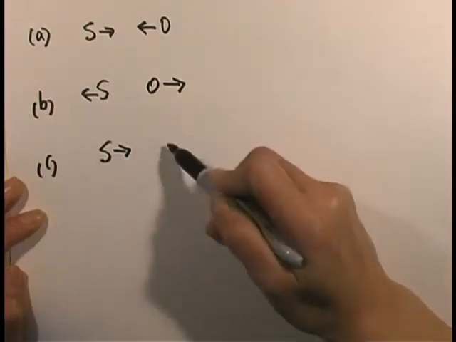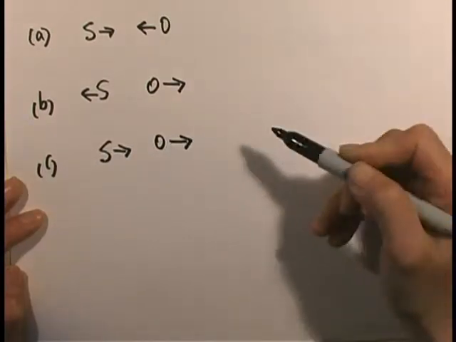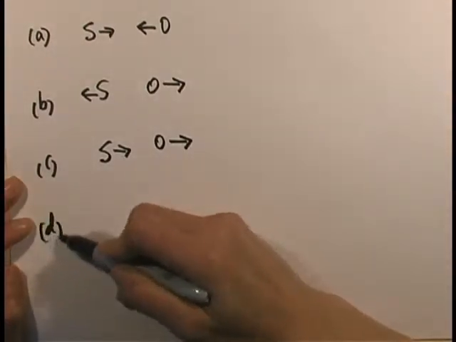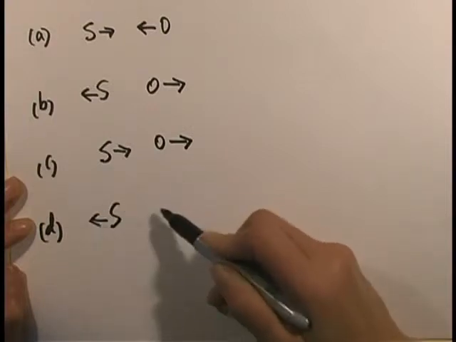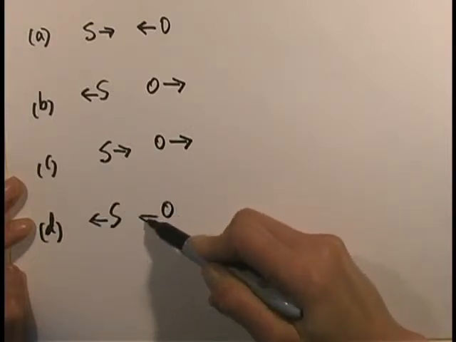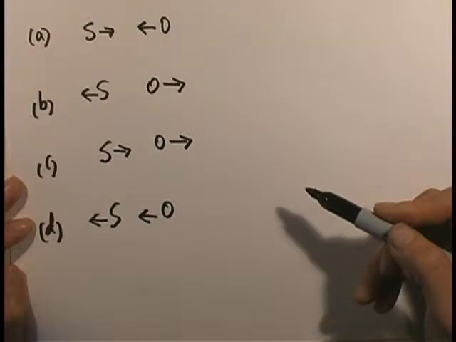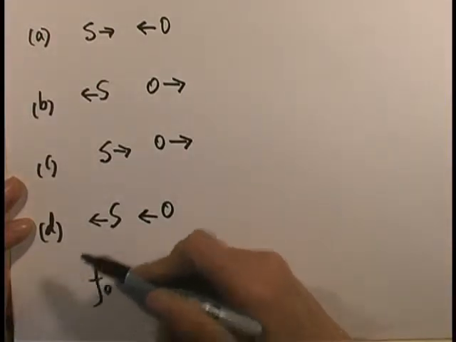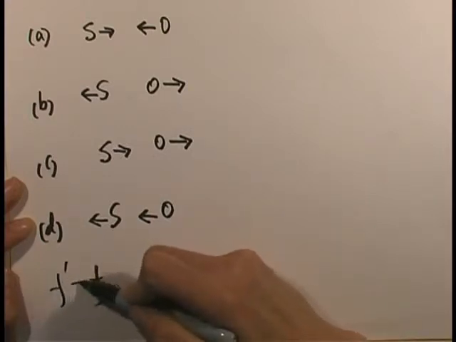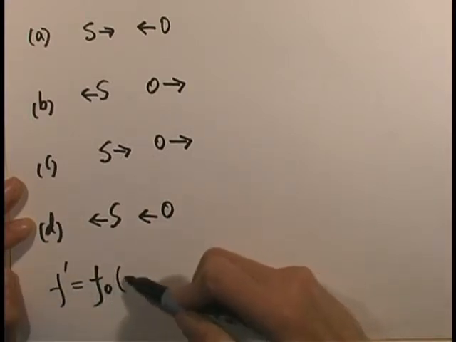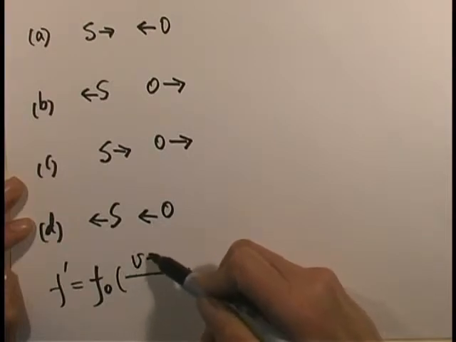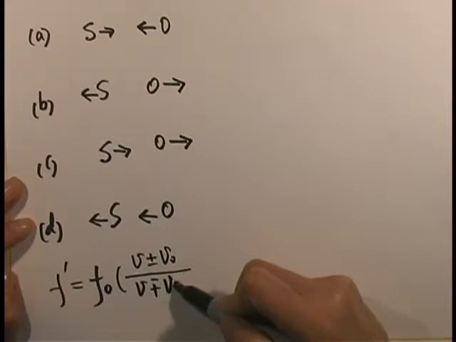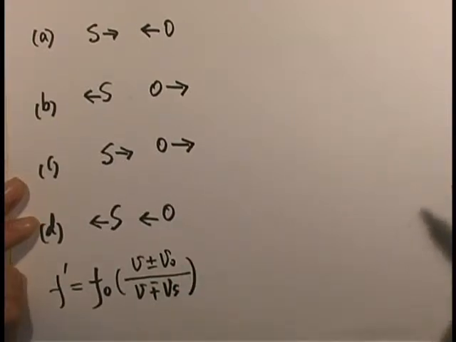Source moved to the right, observer also moved to the right. So it really depends on who moved faster. What about this? Source moved to the left, observer also moved to the left. Okay, so let's take a look at what we do. New frequency f prime is associated with the original frequency with the speed of sound plus or minus speed of observer, over speed of sound minus or plus speed of source. Now how do we use this equation?